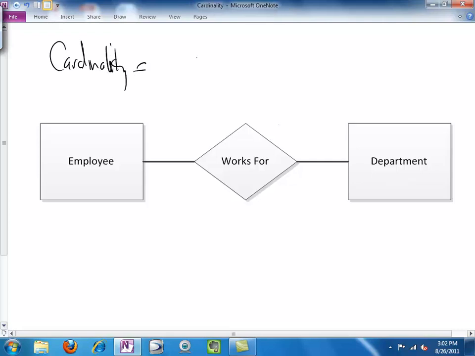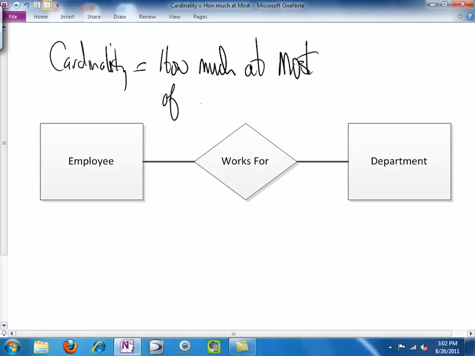It equals how much at most of one entity given another.